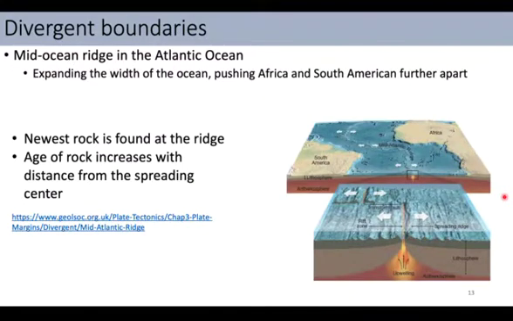So the largest, the main mid-ocean ridge that we hear about is in the Atlantic Ocean, pushing Africa further from South America, growing our Atlantic Ocean. The newest rock is right along the ridge because it's brand new. It just came up from the magma chamber beneath. As the rock ages, it is moved further and further from the ridge. So the oldest rock will be as far away from the ridge as you can get.